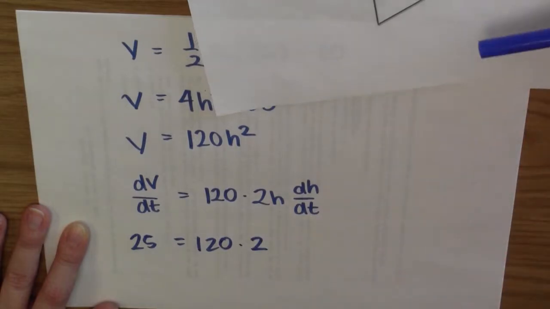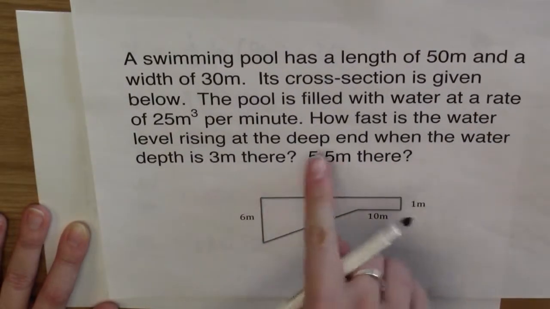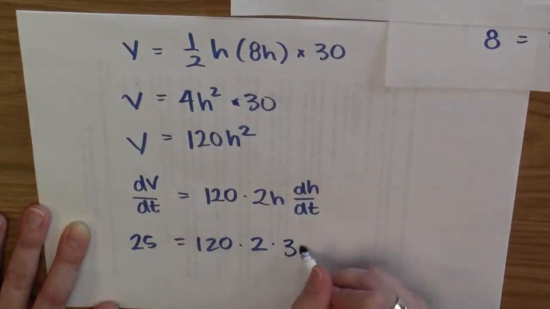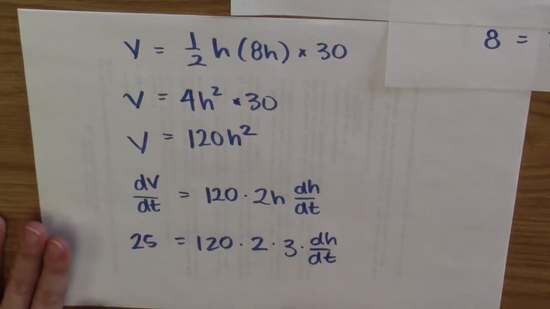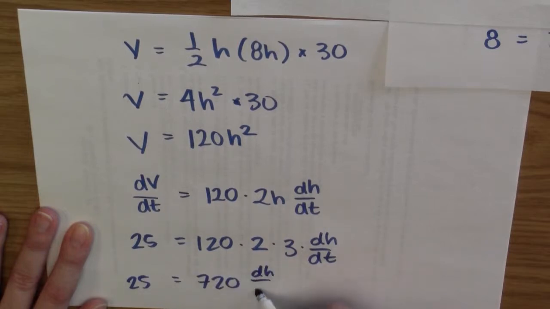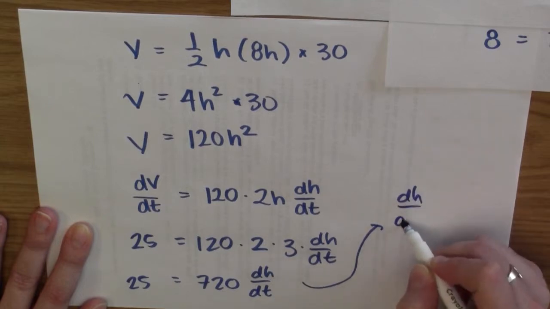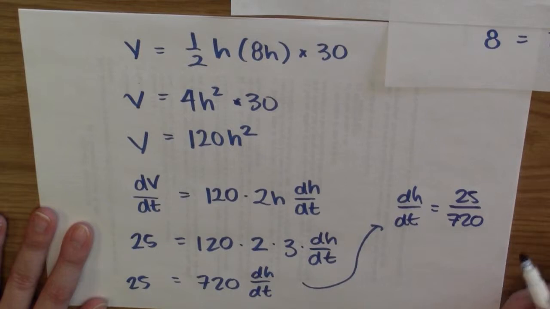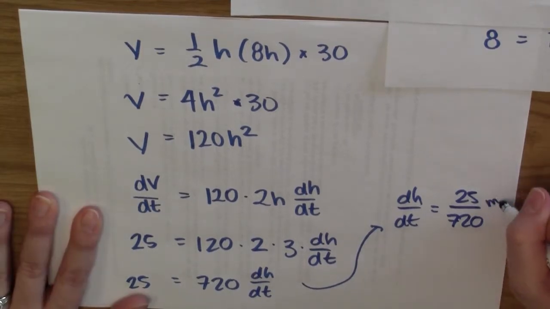120 times 2h. So in this case, when the water is 3 meters, so h is 3, times dh/dt. So in this case, I get 25 equals 720 dh/dt. And so dh/dt is equal to 25 over 720 meters per minute.